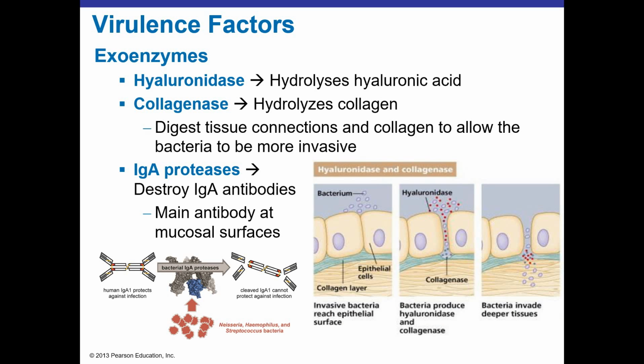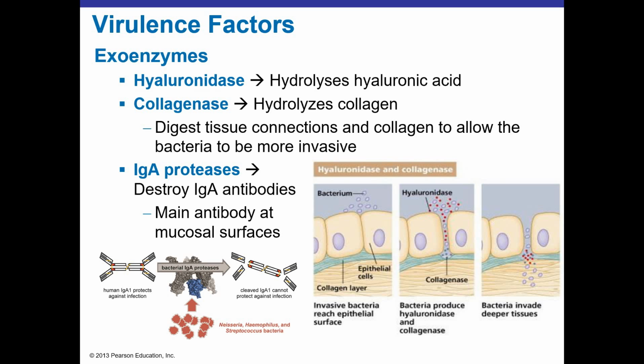Other exoenzymes may directly work on the tissues themselves. So things like hyaluronidase is going to basically interfere or digest the connections, kind of the tissue cement, in between cells, and the collagenase digests collagen. Both of these then allow the bacteria to be more invasive and get deeper into tissues.